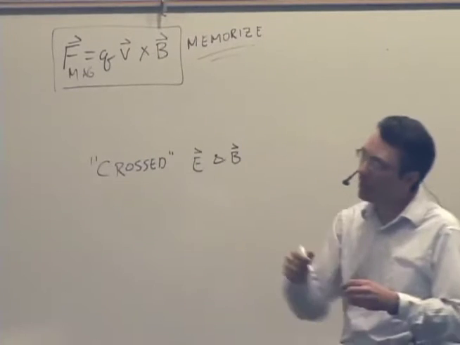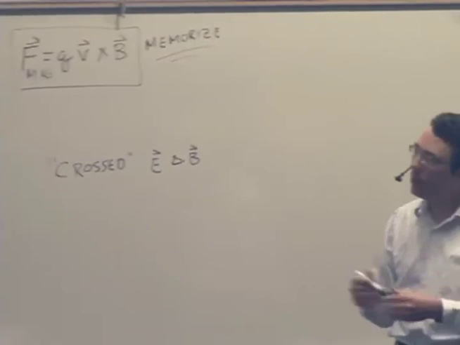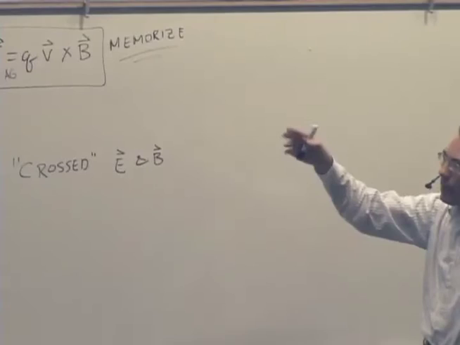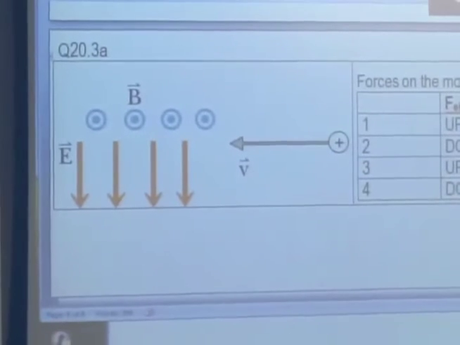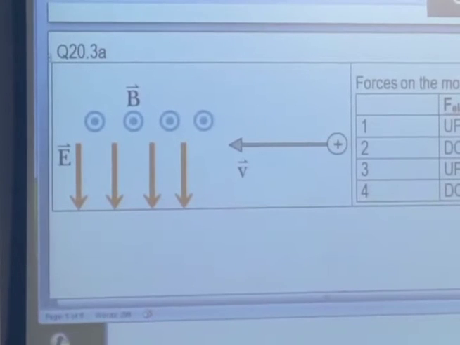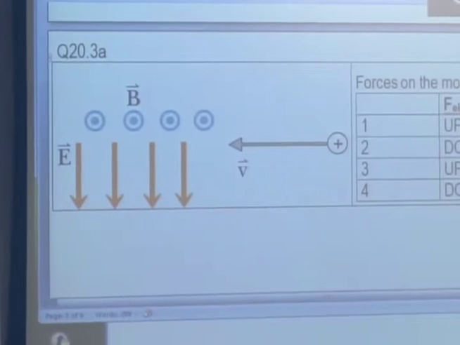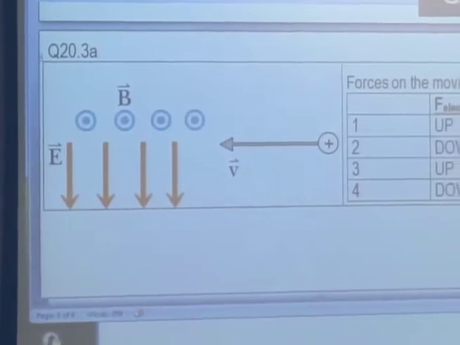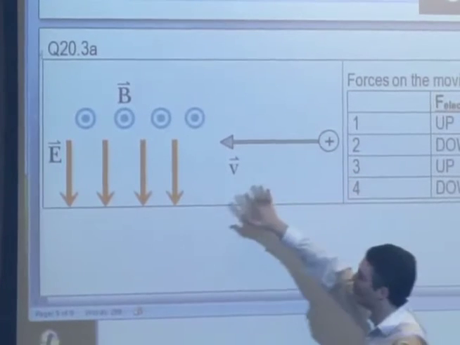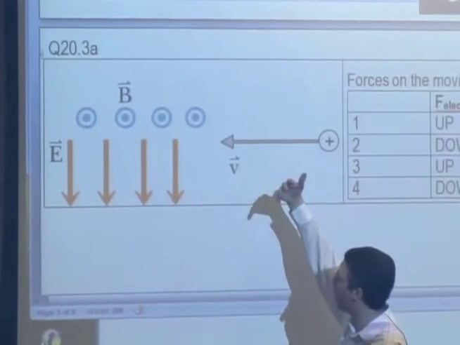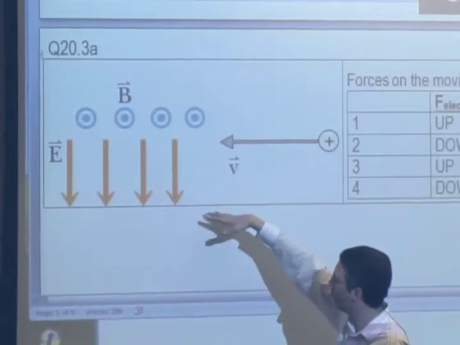Where you have a situation that looks like this. You have a magnetic field pointing out, for example, and an electric field pointing down. So they're at a 90-degree angle to each other. And then we're going to send a positive charge moving through this region. We can say a uniform magnetic field pointing out, a uniform electric field pointing down.